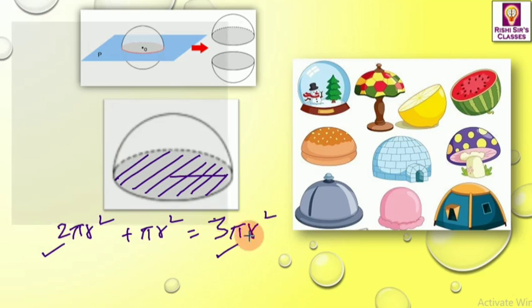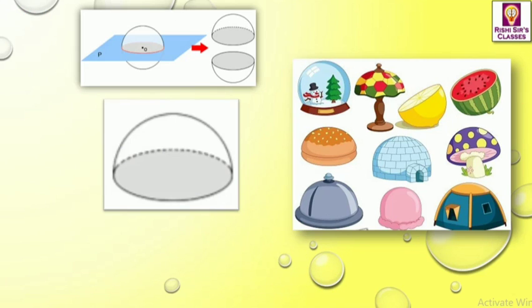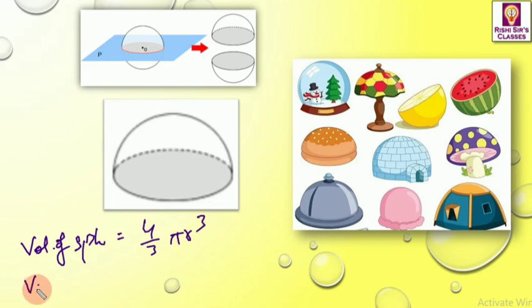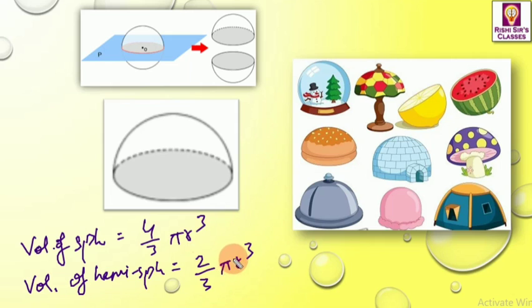Now moving on to the volume. What was the volume of sphere? Volume of sphere was 4/3 pi r cube, and we know that hemisphere is the half of sphere, so we can say volume of hemisphere is 2/3 pi r cube, just half of it. Sphere is 4/3 pi r cube and hemisphere is 2/3 pi r cube.